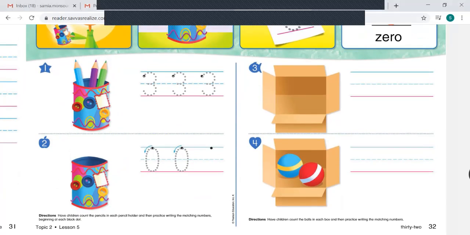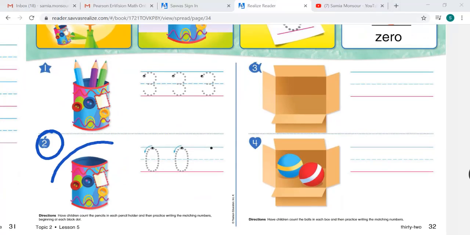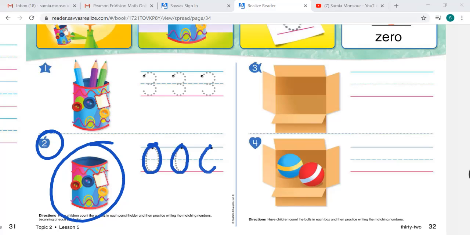All right, let's look at number 2. So now we're on number 2. Look at this pencil holder. Do you see any pencils in it? No, there are no pencils in there. So what number is going to show us that there are no pencils or that there are none? The number 0. So we start at the dot and we go around. Remember to start on top. Go down, around, and back up. Start at this black dot, go around, and come back up. The number 0.